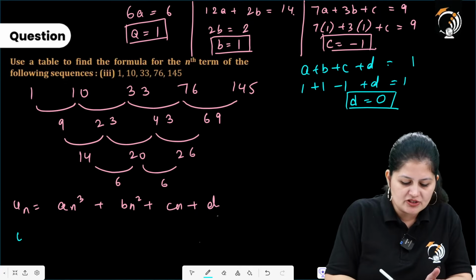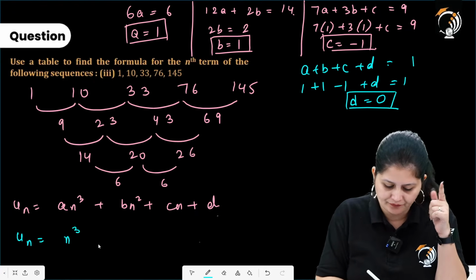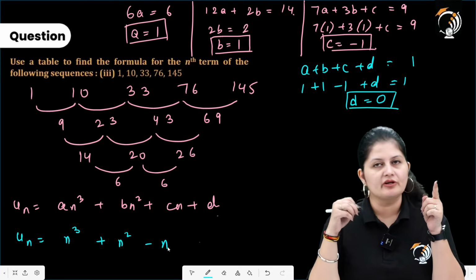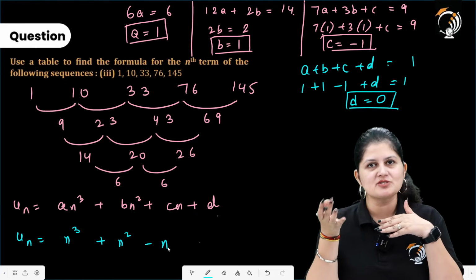So talking about the general formula here, a is 1, so this is going to be n cube plus n square minus n. That is what we are going to get as the formula for the nth term of this particular sequence.